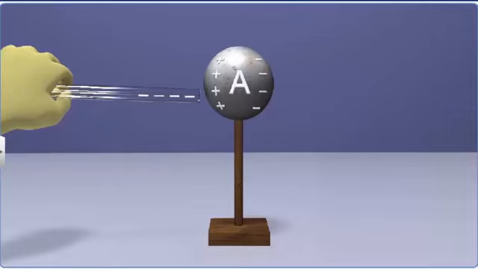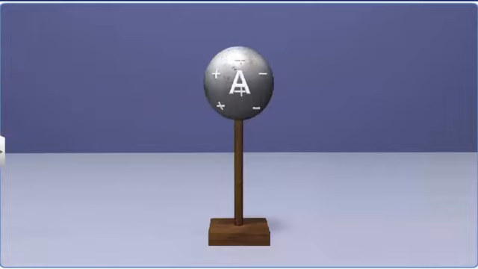When the negatively charged rod is brought near the metal sphere, a few free electrons in the metal sphere move away to the far side of the metal sphere due to repulsion, leaving a positive charge on the near side. This charge is temporary. That is, if we move the rod away, the sphere returns to its original uncharged state.